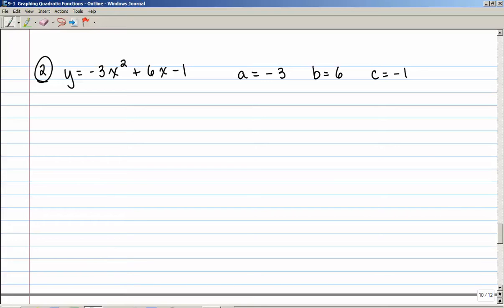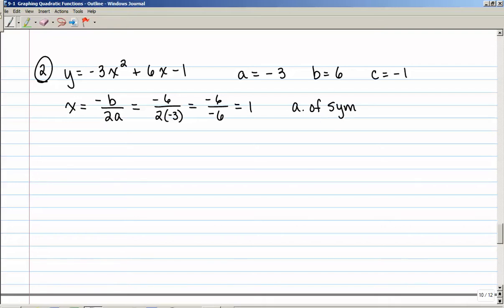Okay, so let's find the equation of the axis of symmetry. x equals negative b over 2a, or x is equal to negative 6 over 2 times negative 3, which gives me negative 6 over negative 6, or 1. So my equation of the axis of symmetry is x equals 1. And remember, that's the equation of a vertical line.